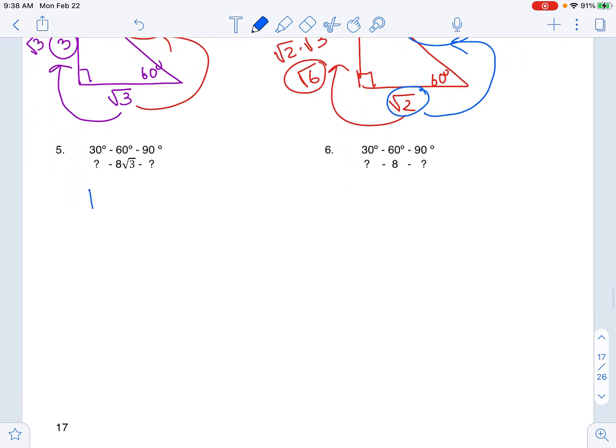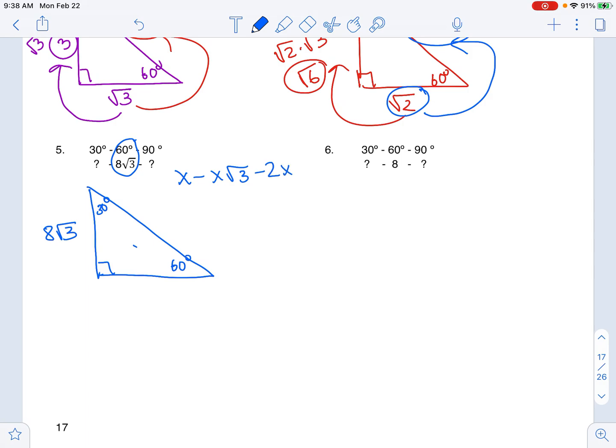Okay, last two. Draw your triangle. The side I'm giving you this time is across from the 60, so across from the 60 is over here. There's my 8 square root of 3. So again, let's go ahead and write this down. Okay, remember what I said, you always need to find the x first if it's not given, because that's what you need to work off of.